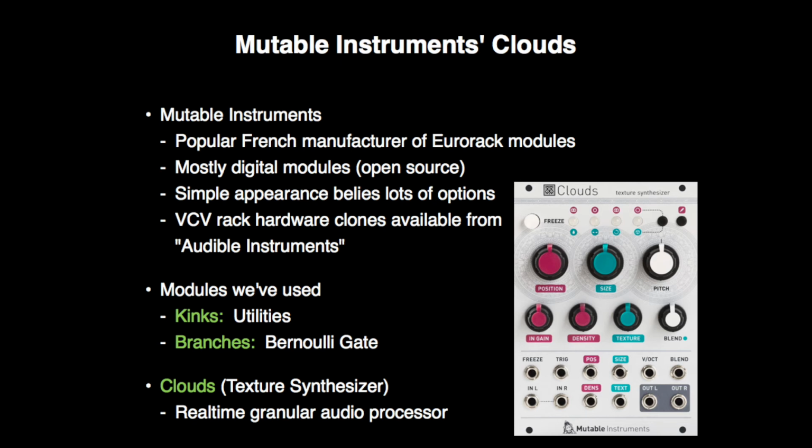So for instance, for the modules we've used, utilities in its hardware form is called Kinks. The Bernoulli gate in its hardware form is called Branches. And today we're going to be looking at Clouds, which in VCV Rack is just called the Texture Synthesizer. And this is a real-time granular audio processor.